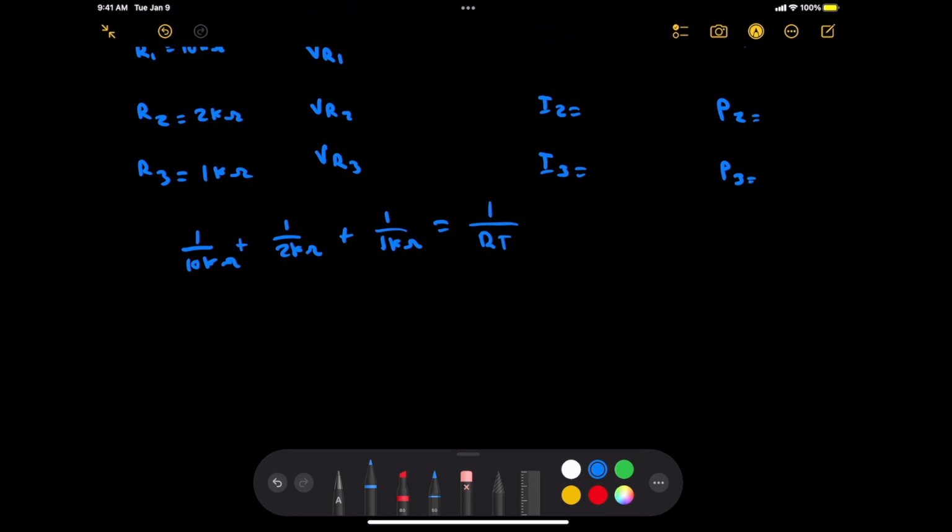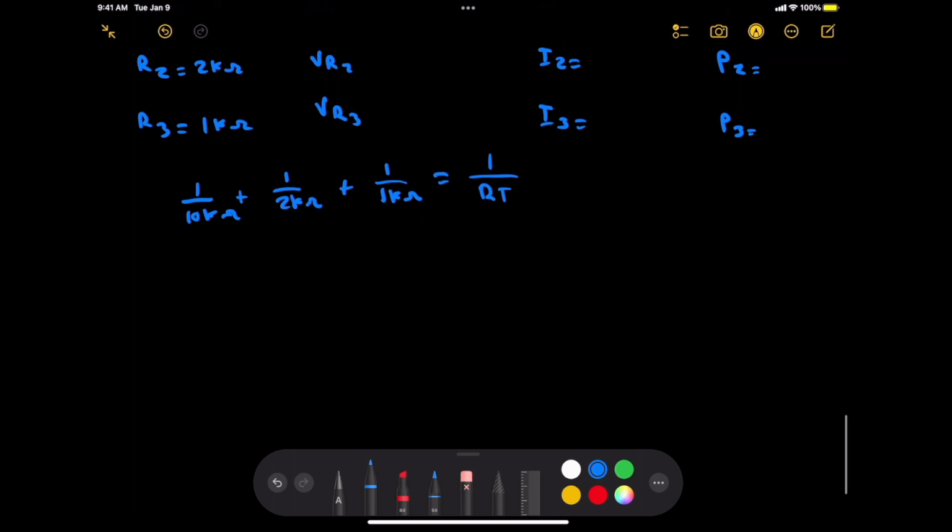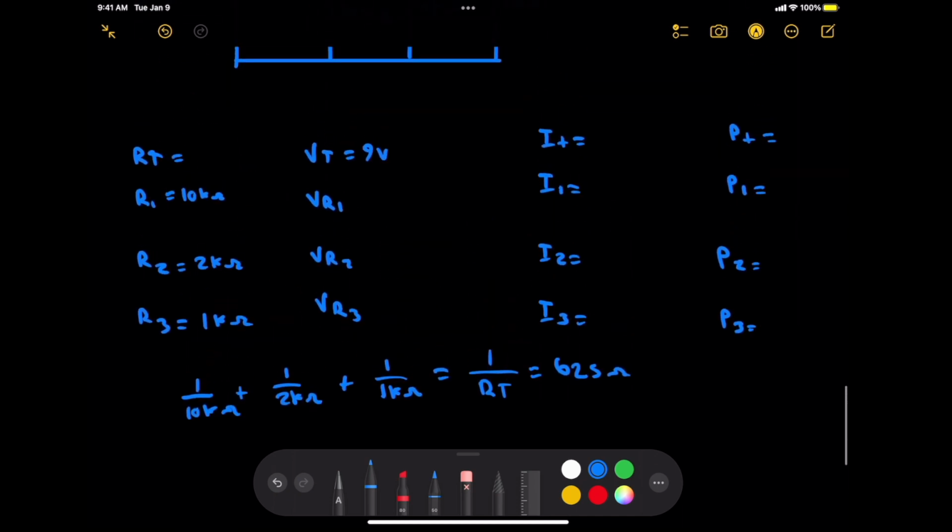If you have a Texas Instruments calculator, you will be hitting the 1 over X button for each individual value. So it would look a little like this. 10K, so it'll be 10 EE3, 1 over X plus 2K, 1 over X plus 1K, 1 over X equals, and you take that sum and you take the inverse of that, and the result is going to be 625 ohms. Let's just double check that. Yep, 625 ohms for resistance total.